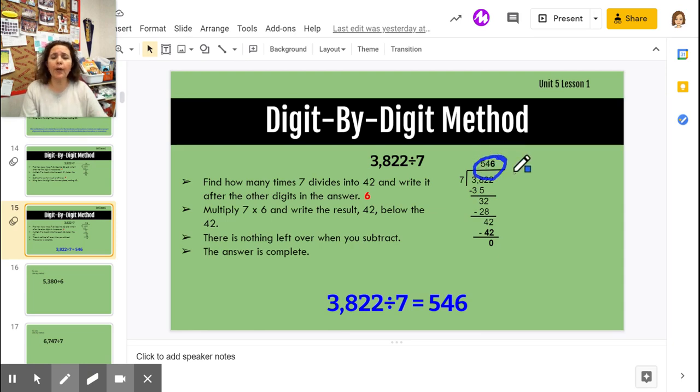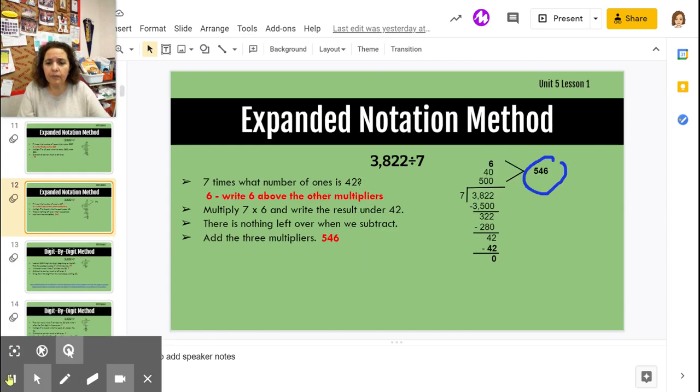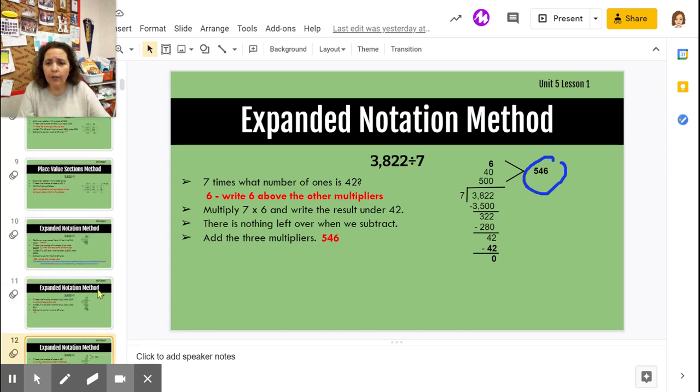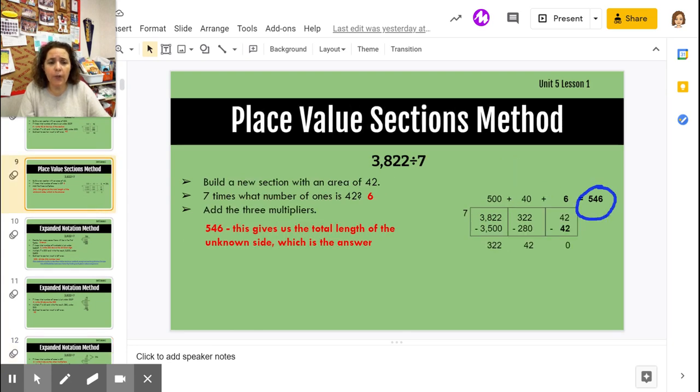So 3 different ways of doing it, right? You can do it digit by digit, the expanded notation method, or you can also do it the place value section. So either way, and hopefully these are all review from 4th grade. If you really prefer one method over the other, by all means, use whatever method you prefer. I don't care if you use the place value sections, the expanded notation, or the digit by digit. It doesn't matter to me.